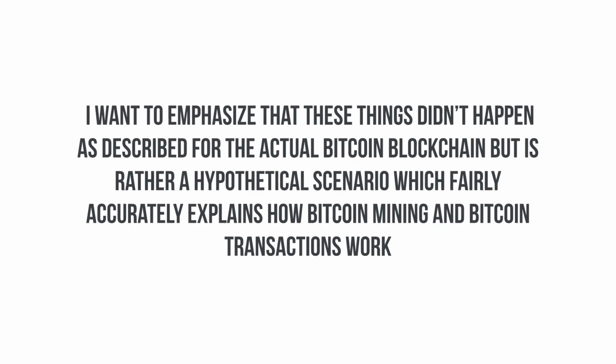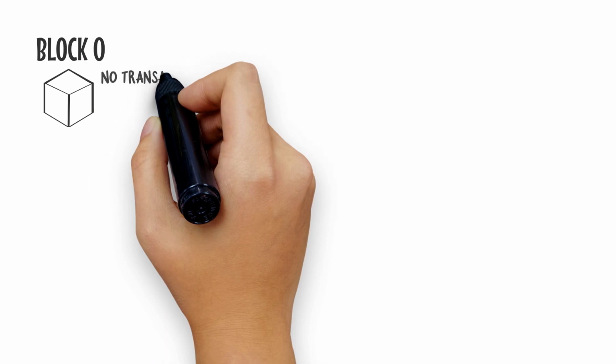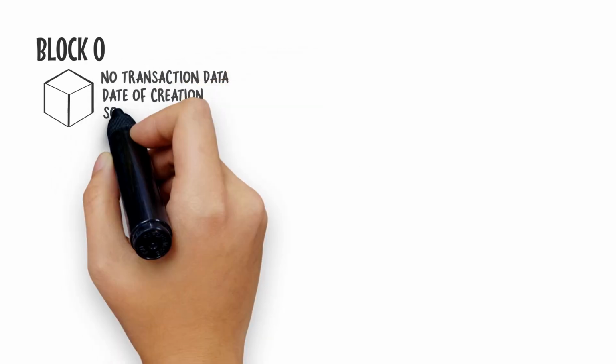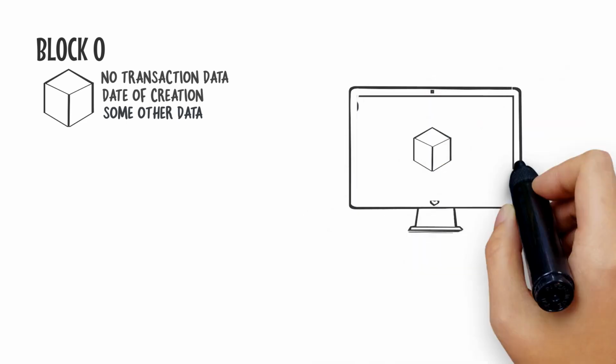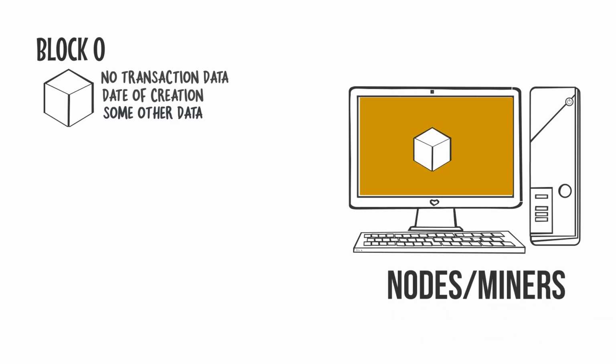I want to emphasize that these things didn't happen as described for the actual Bitcoin blockchain, but is rather a hypothetical scenario which fairly accurately explains how Bitcoin mining and Bitcoin transactions work. Block 0, Genesis block. Block 0 basically has no transaction data, but it still has data such as the date it was created and some other data. This blockchain data is stored on the computers of individual people who have downloaded and run the original Bitcoin wallet program, called nodes and/or miners.